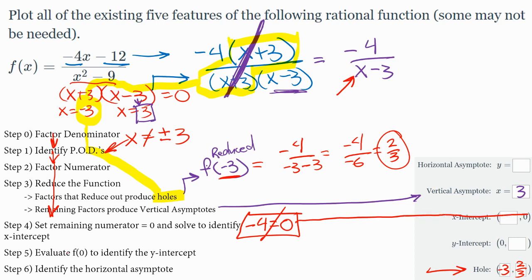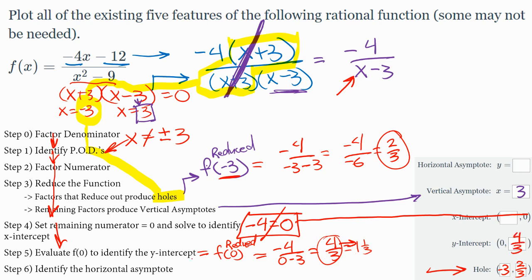So then we go ahead and do step 5, which is to evaluate the function, the reduced version, at f of 0. So we're going to say f of the reduced version, which is negative 4 over 0 minus 3, and that will produce a positive 4/3, which is basically 1 1/3, but we're going to leave it as 4/3, but just on the graph, it's 1 1/3. So the y-intercept is 0, 4/3.